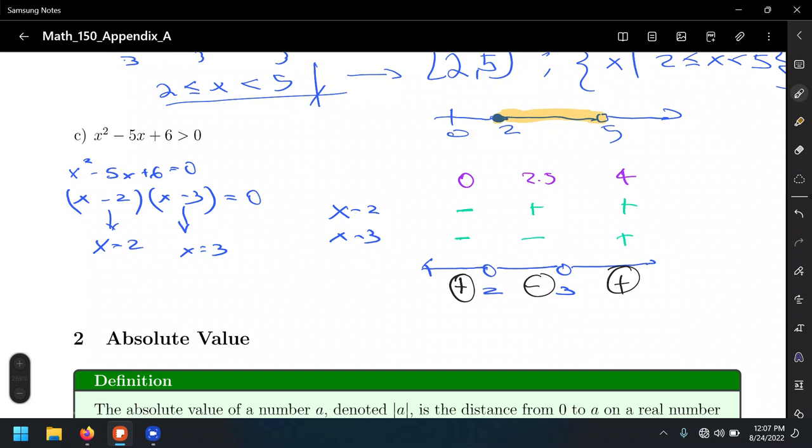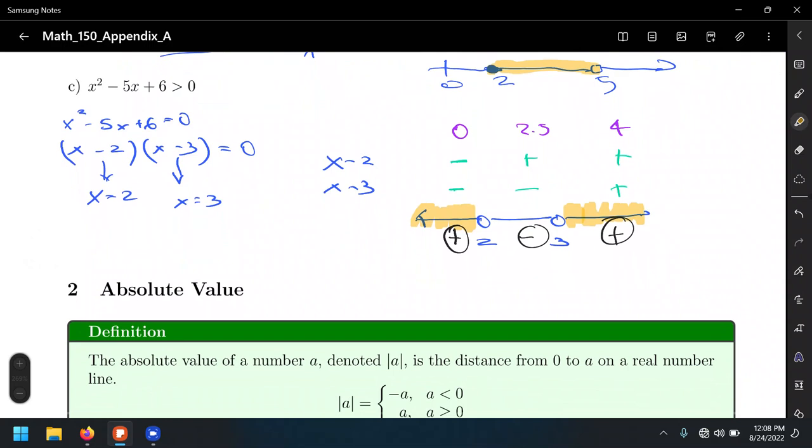Now, we're going to go back to the original problem, the inequality sign. What are we looking for? Positive numbers. This greater than zero implies that we're looking for positives. So what we're going to do here is shade only the intervals with positive sign. That's going to give us the solution. But of course, that's only the graphic representation of the solution. We need to write this solution in interval notation.